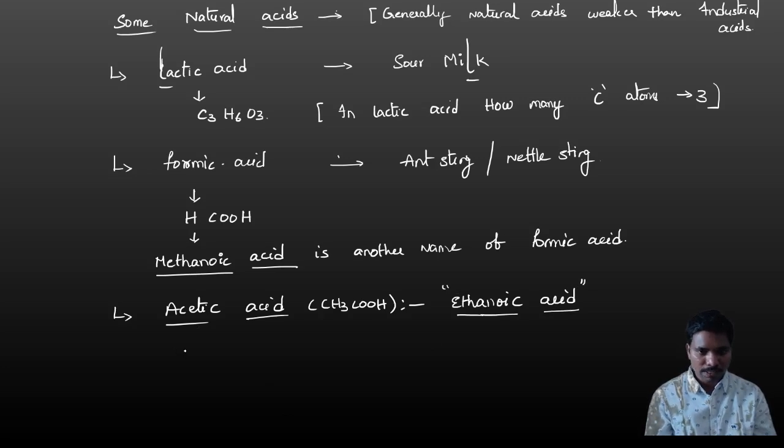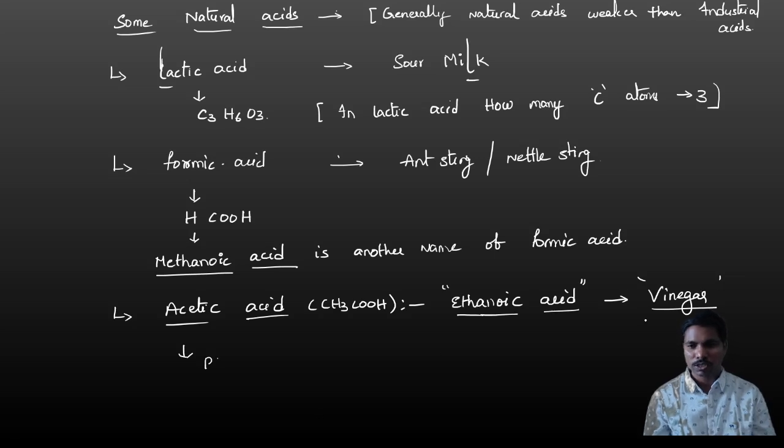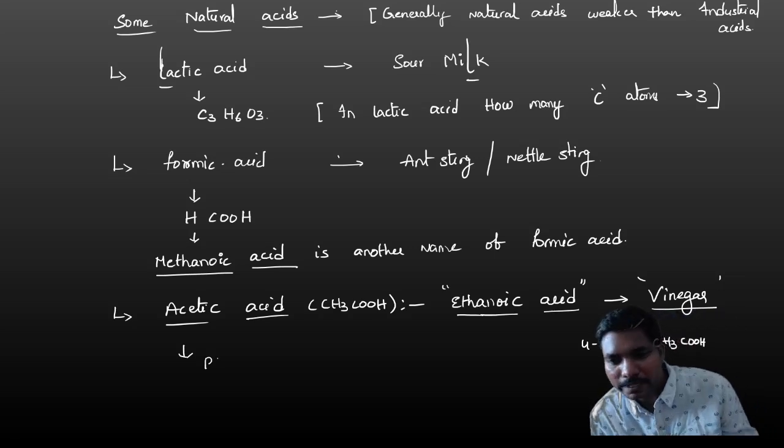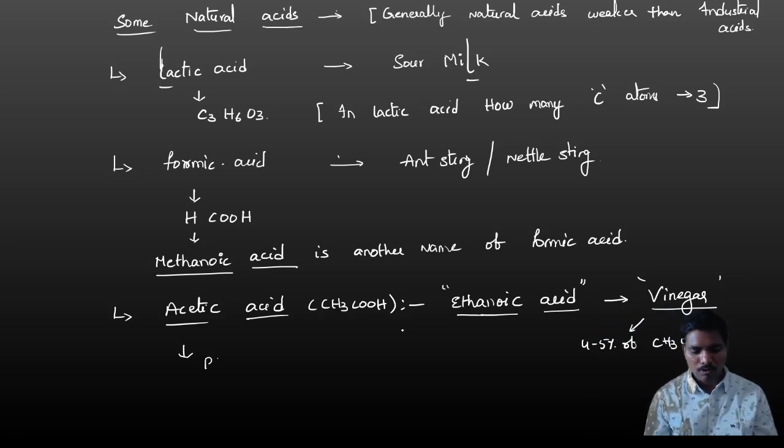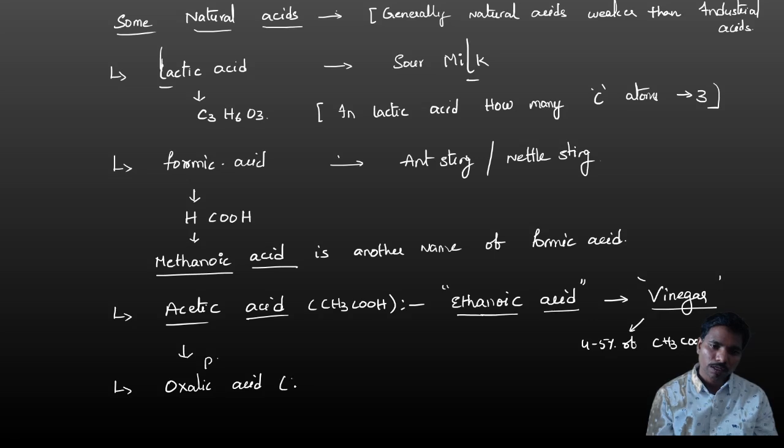This is generally present in vinegar. Very important question. Generally 4 to 5% of acetic acid is present in vinegar. Now coming to the next one, tomatoes. That is oxalic acid. Its formula is HOOCCOOH.